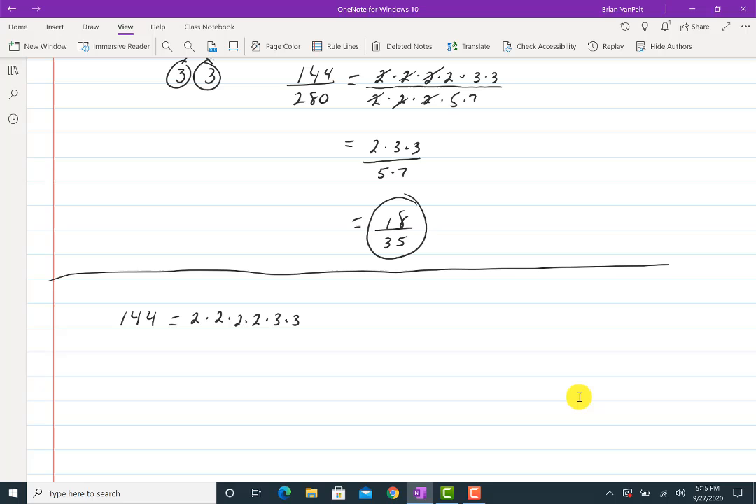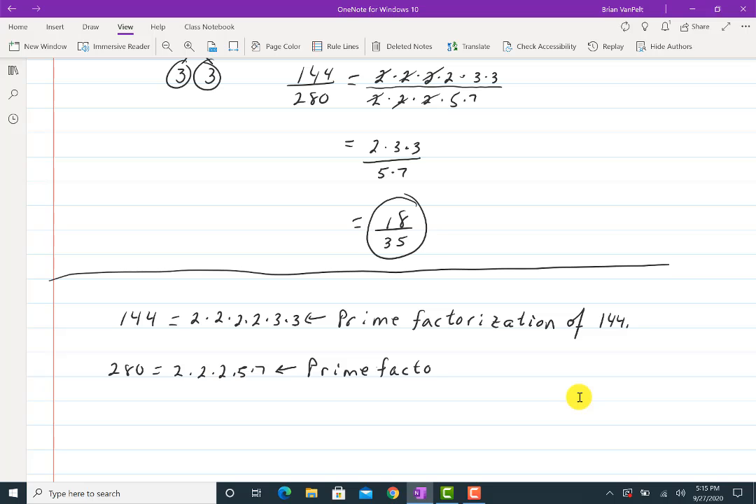When I broke it down all the way like this, I told you this is called the prime factorization of 144. On the other hand, when I had 280 equal to 2 times 2 times 2 times 5 times 7, that's the prime factorization of 280. Basically, you're breaking it down as far as you possibly can, and the only numbers left are prime numbers.